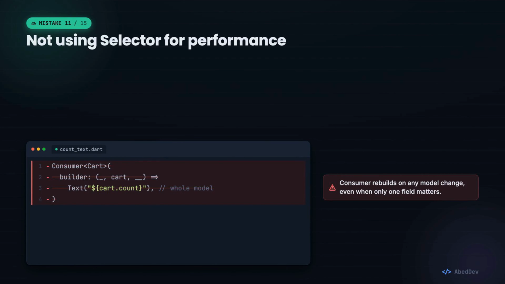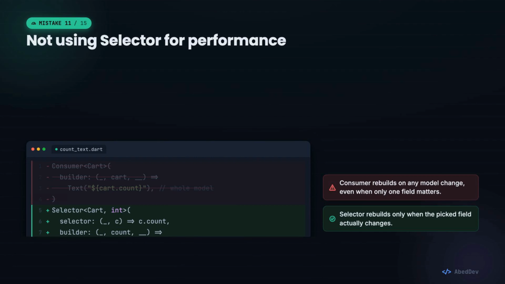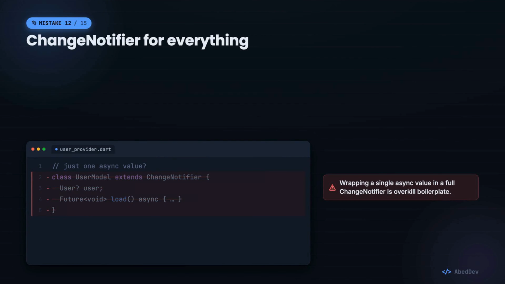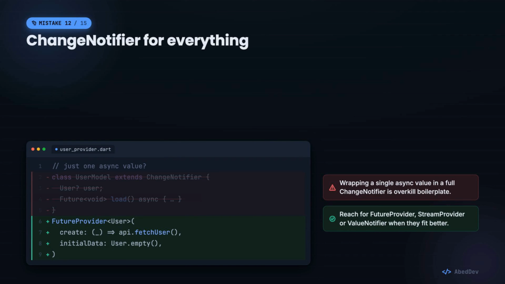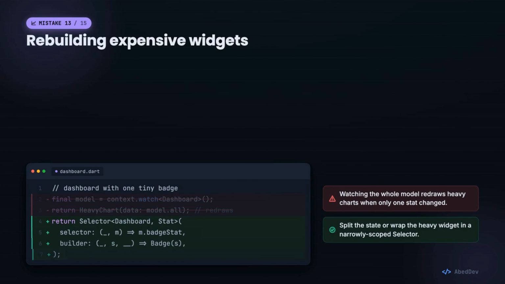And not using Selector for performance, always using Consumer and watch when only small fields change, leads to unnecessary widget rebuilds. And using ChangeNotifier for everything, even for heavy state or complex events. Sometimes it's better to use FutureProvider, StreamProvider, or a ValueNotifier. Rebuilding expensive widgets unnecessarily, watching a large provider state in a widget that only needs one field. You should split state or use a Selector.